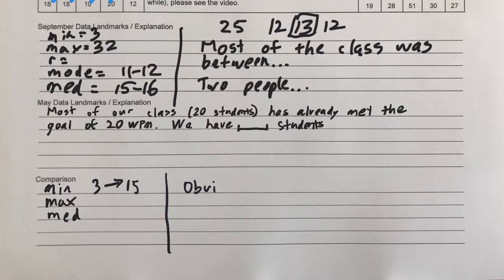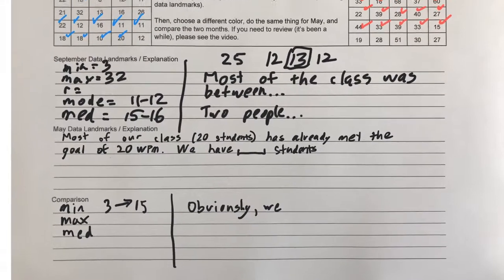So I would say obviously we are much better at typing, as you can see from the data, blah, blah, blah. But that's kind of up to you what you want to write there. So just compare the two sets of data.